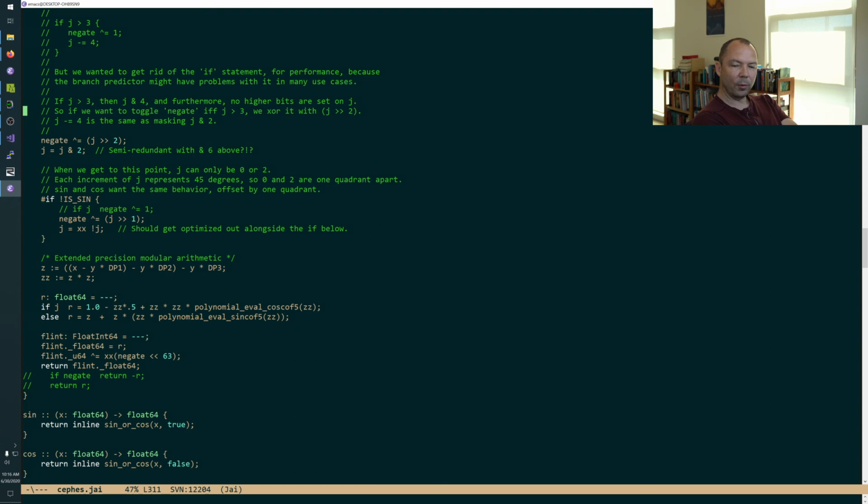The whole thing is, how do you implement fmod efficiently? Yeah. Is there any well-known machine instruction way of doing fmod fast?